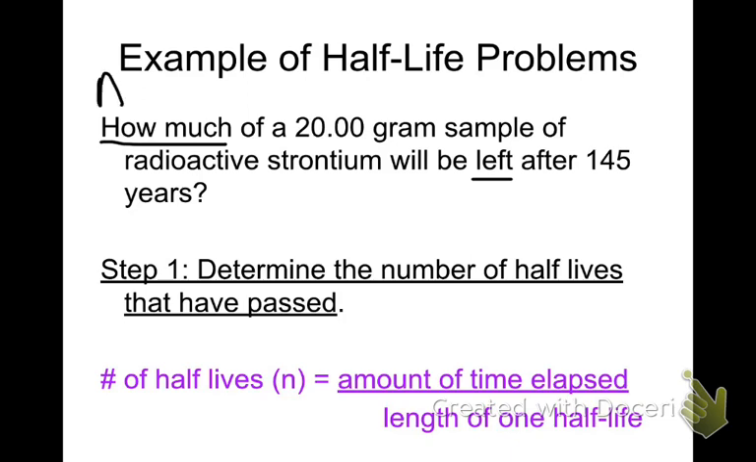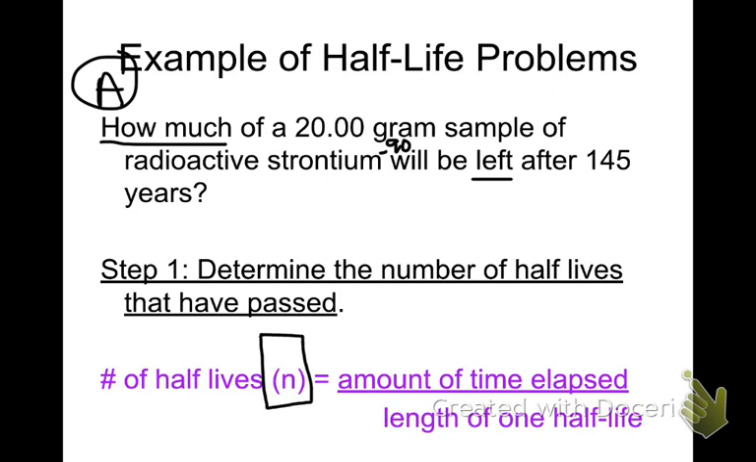We're going to call these type A problems. So type A problems, we're always going to tackle the same way. In this case: how much of a 20.00 gram sample of radioactive strontium-90 will be left after 145 years? So step 1 is to determine the number of half-lives that have passed.